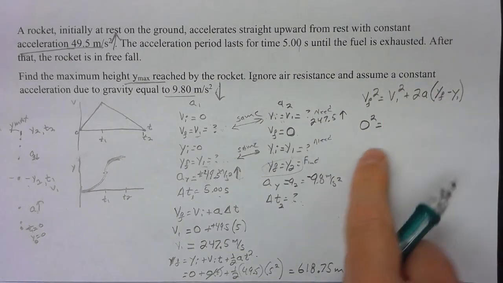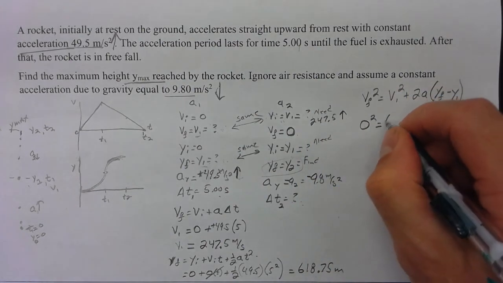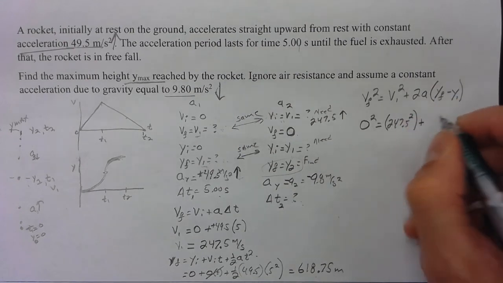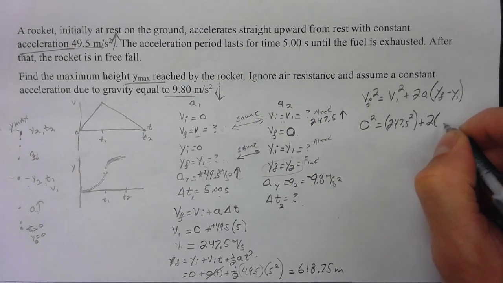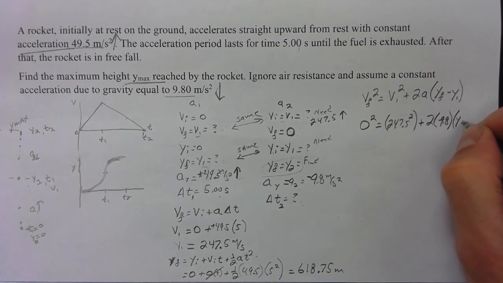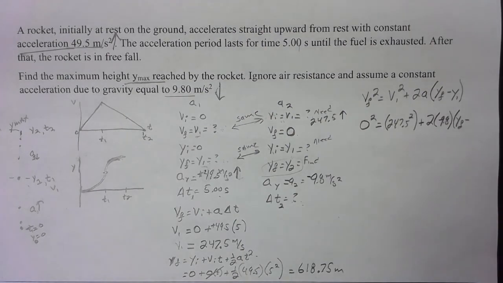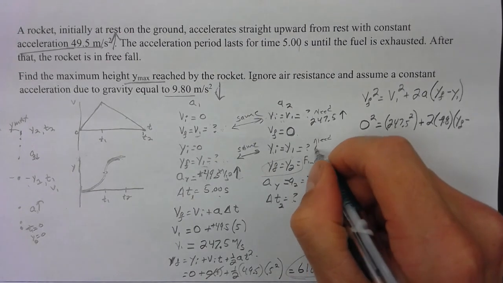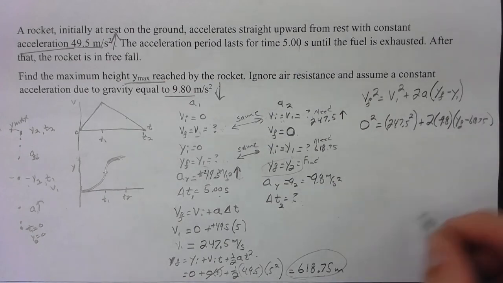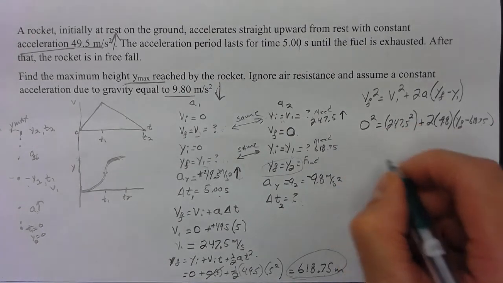Y initial, that's this. That's the positive 247.5 squared plus 2 times negative 9.8 times y final, what I'm looking for, minus the y initial, which is this, 618.75. That's that number.